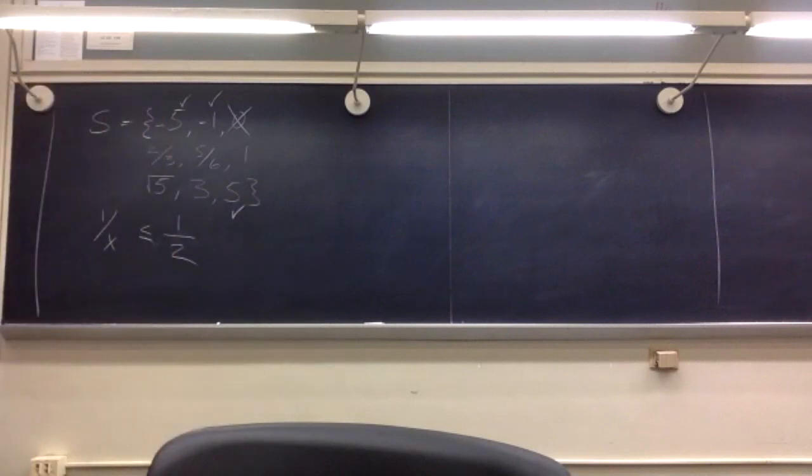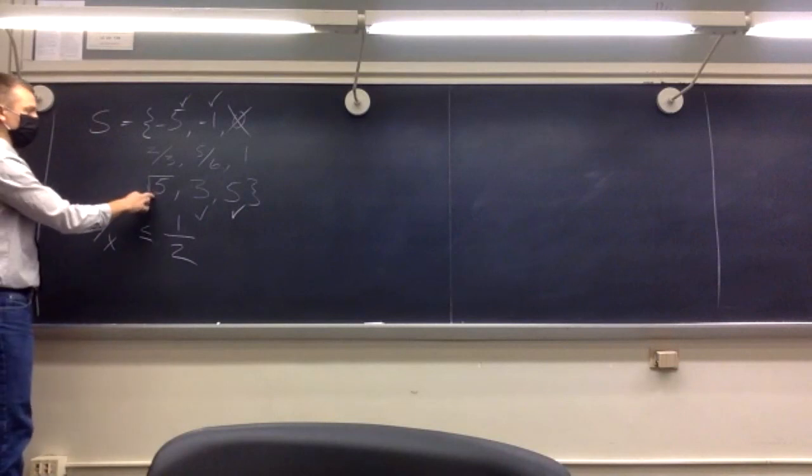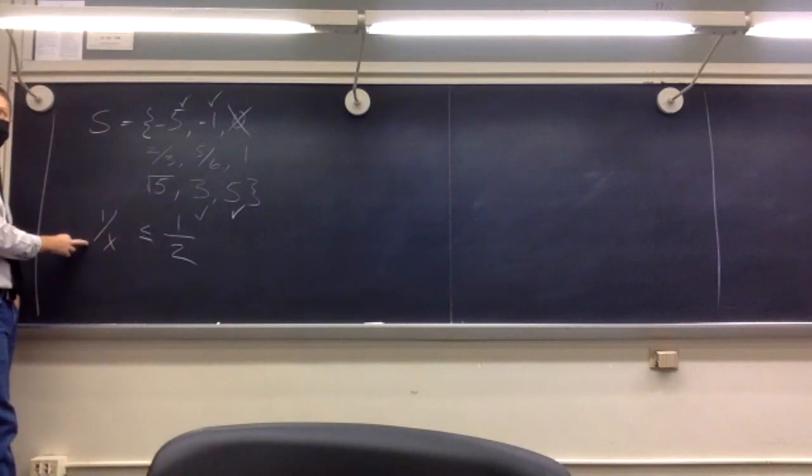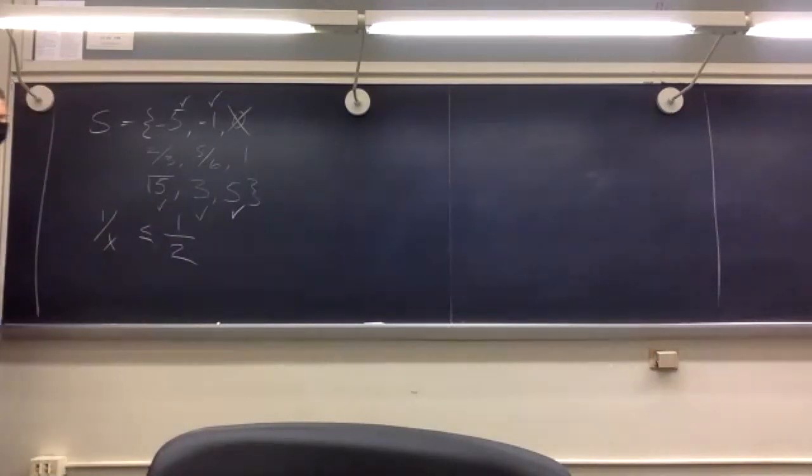Number three, or the three here, same thing. One third is definitely less than one half. Root five, this is where we get out of calculators, right? What is root five? Is it bigger than two? Yes, because five is more than four, and the root of four is two. So the root of five is definitely bigger than the root of four. So this is bigger than two, which means that this is less than one over two, because the numerator is the same and the denominator is bigger, so that works.